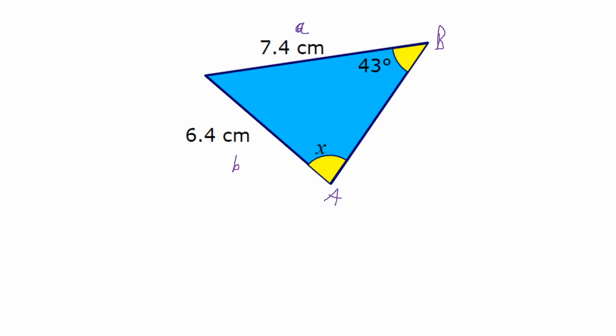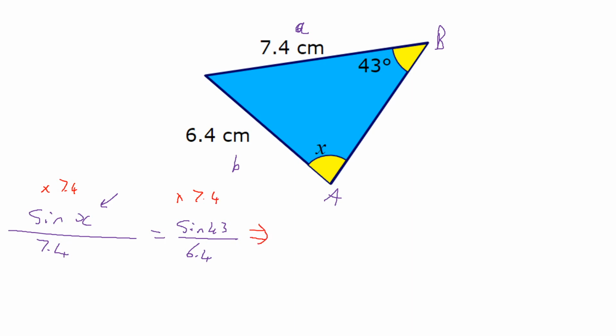What is our a here? We got sine x. Because we are looking for an angle, this time the trig function goes on the numerator. Over 7.4 is equal to sine 43 over 6.4. Okay? And again, we want to make x the subject, so let's multiply both sides by 7.4. Okay?